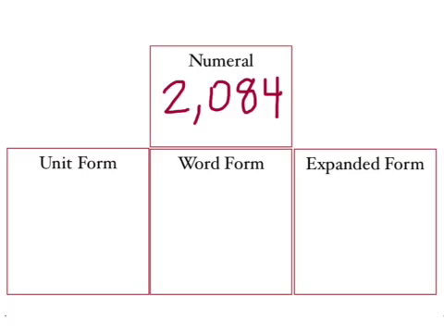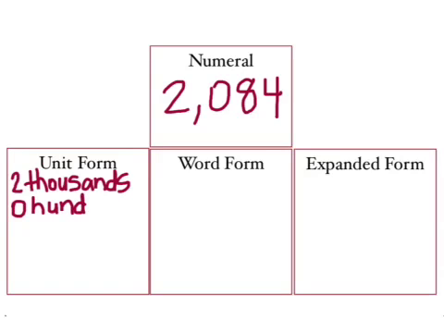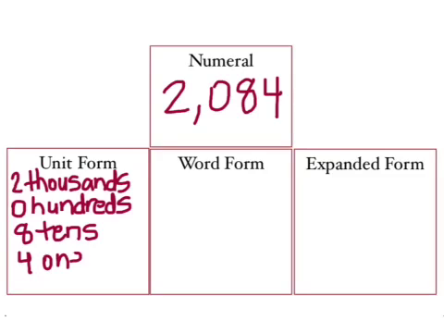For our last part, we'll have a different numeral, 2084, and we'll do each of our forms. So for unit form, we want to make sure that we have our digit in its place. The digit is 2, and it's in the thousands place. That should be written in words. There are no hundreds, so it's 0 hundreds. There are 8 tens and 4 ones. So a digit with its place.